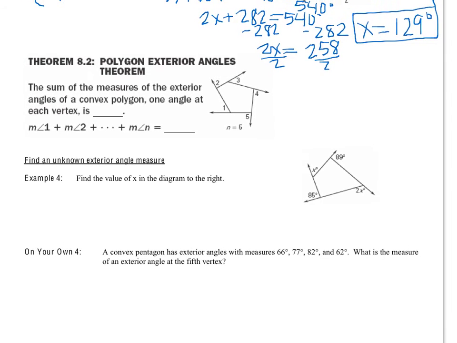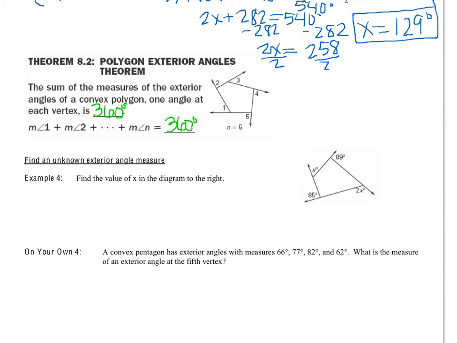All right, this next one here says Theorem 8.2, our polygon exterior angles theorem. The sum of the measures of the exterior angles of a convex polygon, one angle at each vertex, is 360 degrees. So if you add up all the measures of the exterior angles, it's always going to equal 360 degrees.